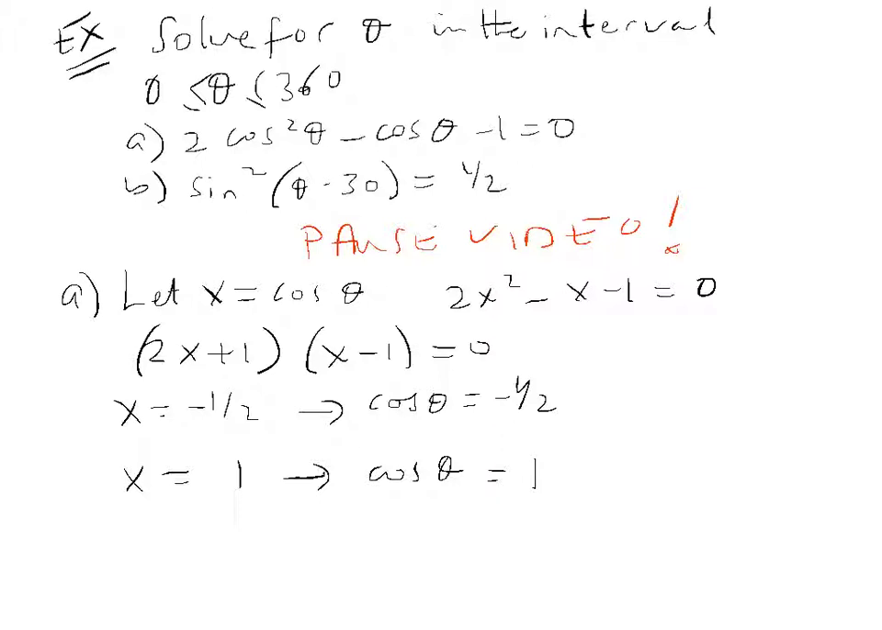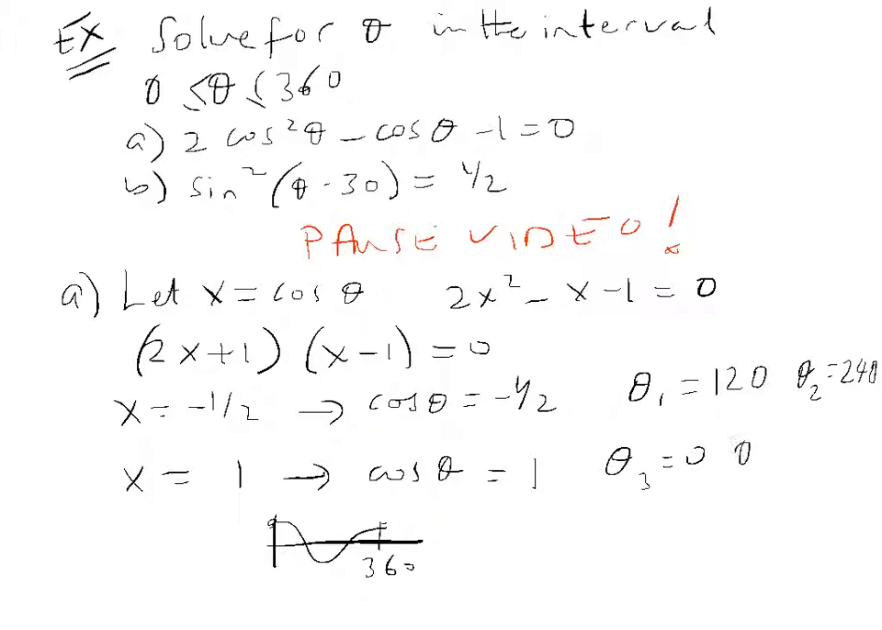For cos theta equals minus a half, my principal value should be 120, and then my second value should be 240. For cos theta equals 1, I know from my cos graph that it hits 1 at 2 points between 0 and 360. So we know theta 3 is 0 and theta 4 equals 360. So we have 4 solutions: 120, 240, 0 and 360.